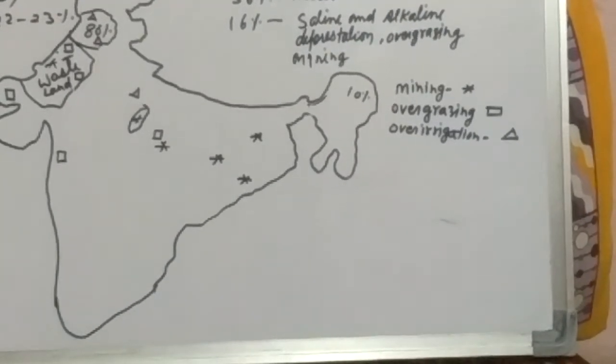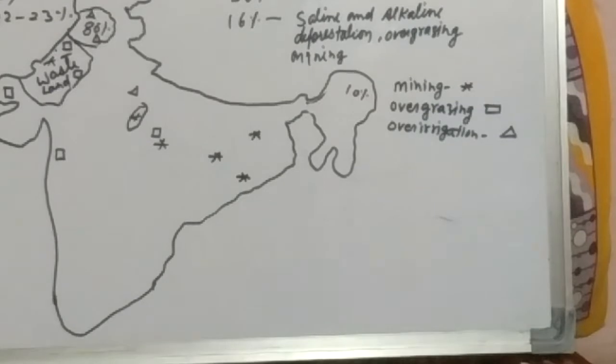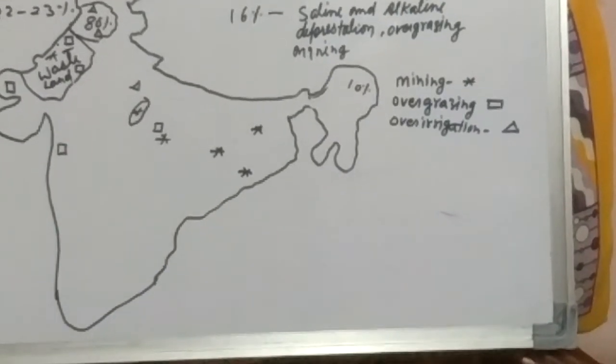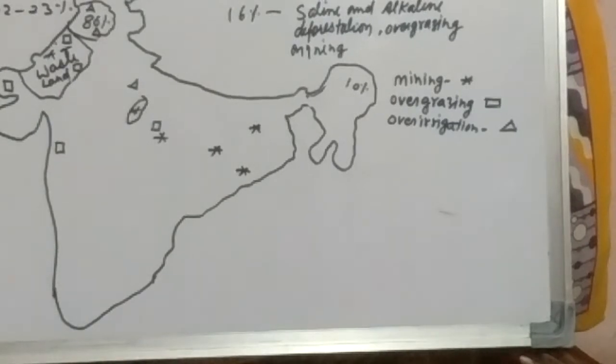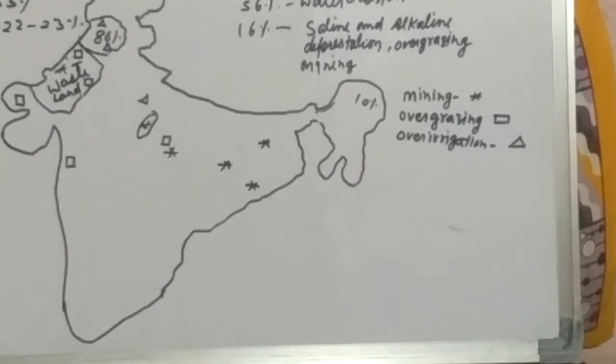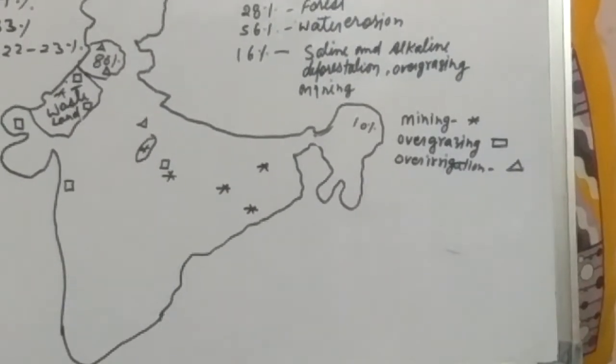The third one is denudation. Denudation means a kind of process that accompanies erosion and weathering; when it happens, that is called denudation. And there are many other activities, such as salinity and alkalinity.